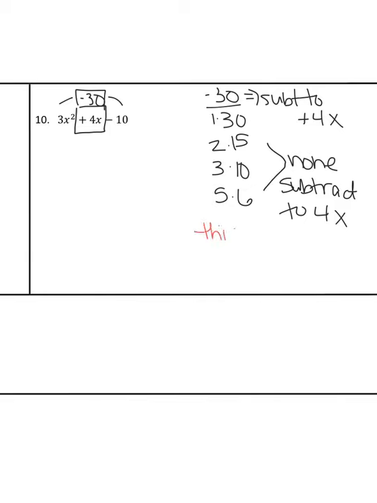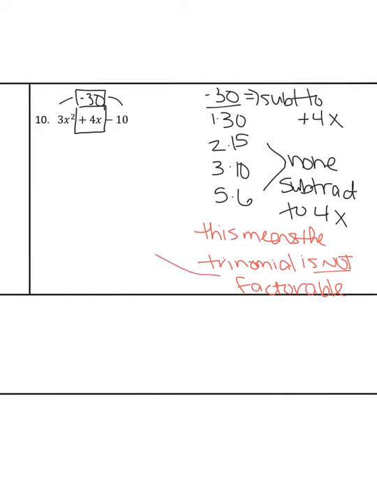This means the trinomial is not factorable. If there are no factor pairs that work, it's not factorable. We split that middle part to find those factor pairs to factor it. If it doesn't work, you cannot factor it. If we cannot factor it, the answer is prime. It is prime.